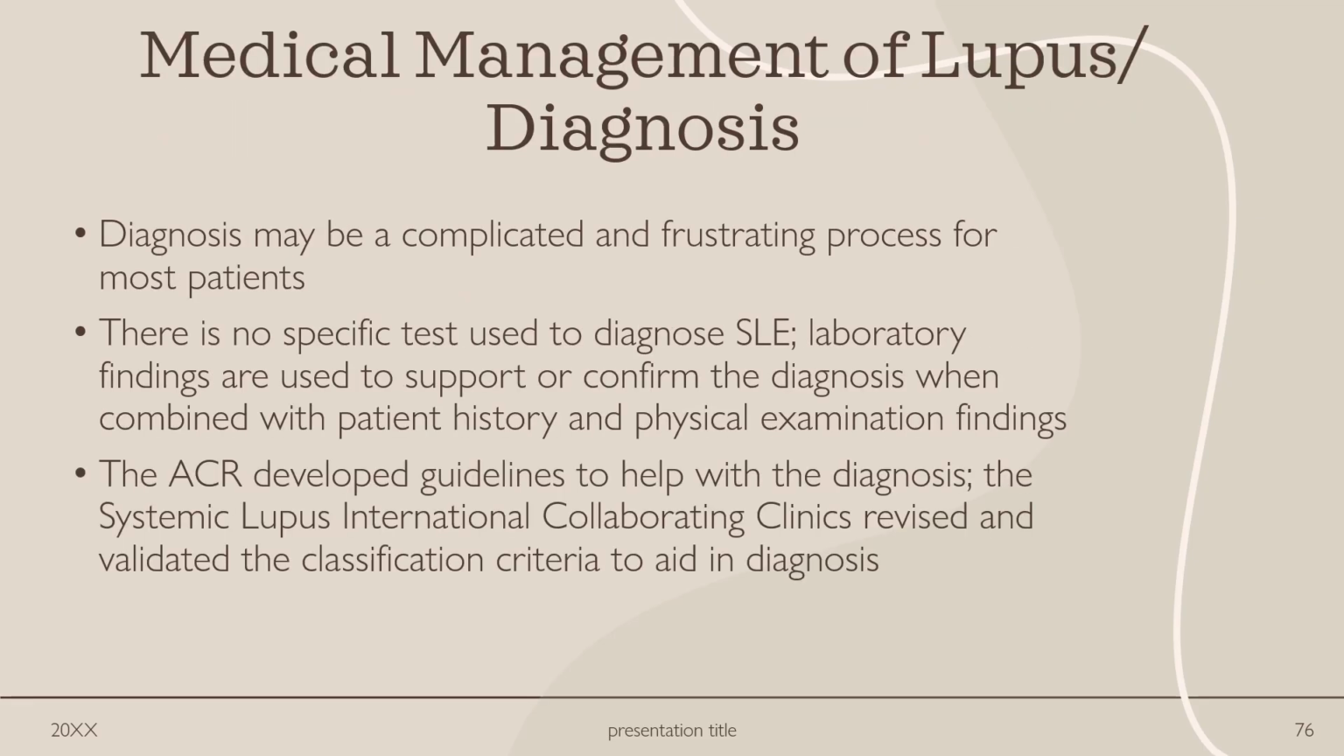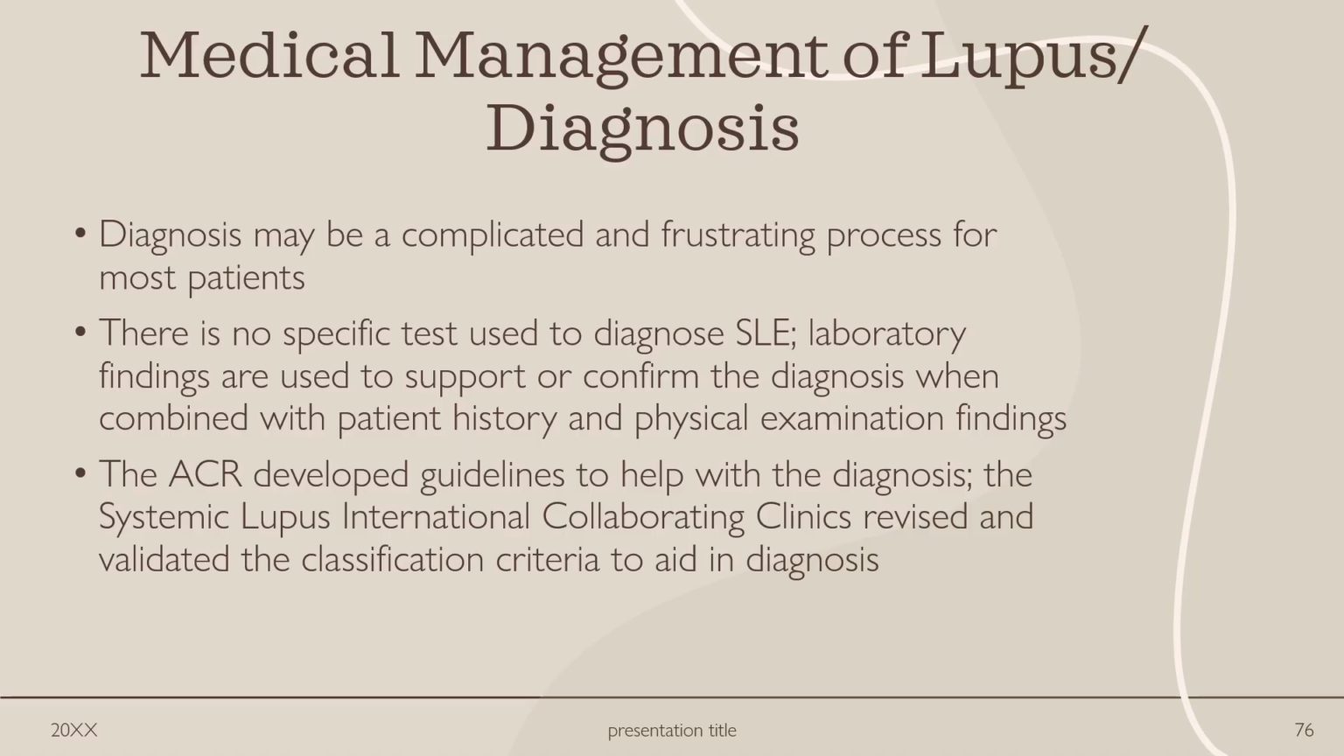So how is lupus diagnosed? Diagnosis may be complicated and frustrating for many, many patients. There is no specific test to diagnose SLE. Laboratory findings are used to support or confirm the diagnosis when combined with patient history and physical examination findings.